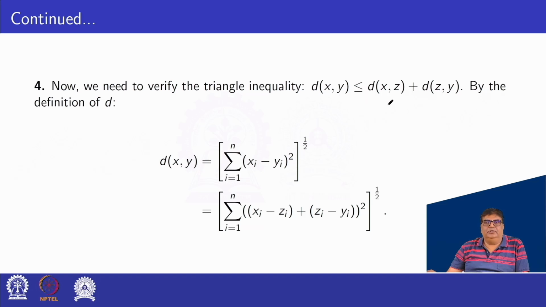d(x,y) is less than or equal to d(x,z) + d(z,y). So, how do we show this inequality holds?